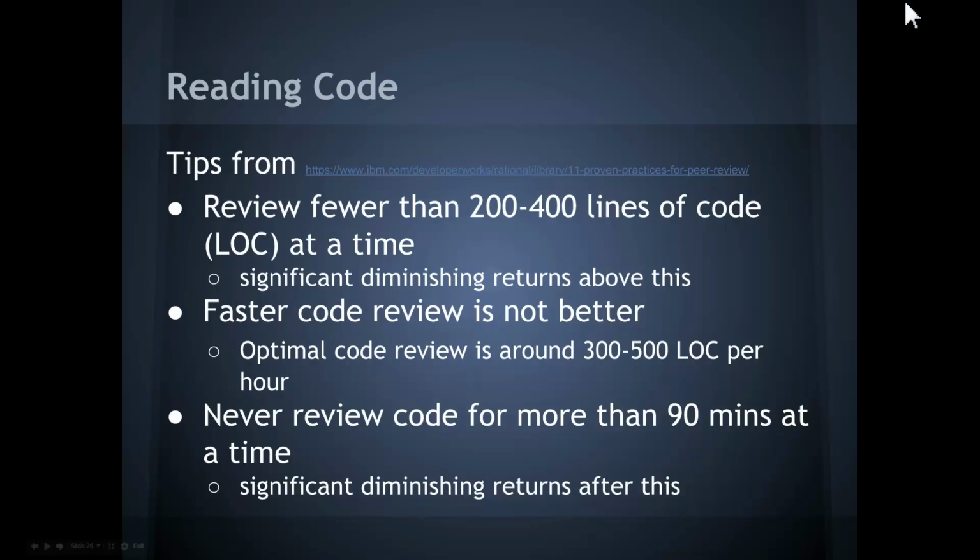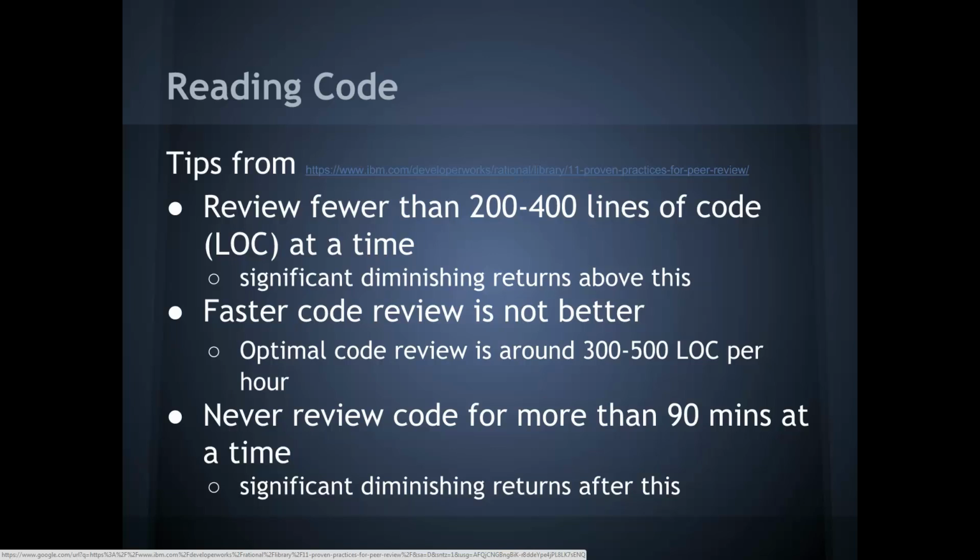And there are some tips I found from IBM, as they have a large amount of developers and are able to do empirical evaluation of code auditing rates, lines of code read at a time, and pace, etc. And they found that reading fewer than 200 to 400 lines of code at a time is actually optimal, and you get significant diminishing returns, and you miss bugs if you read more than this.